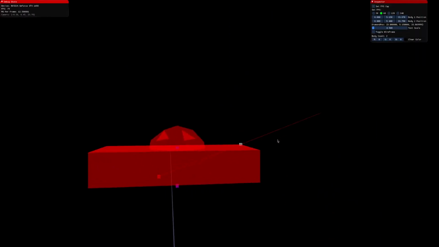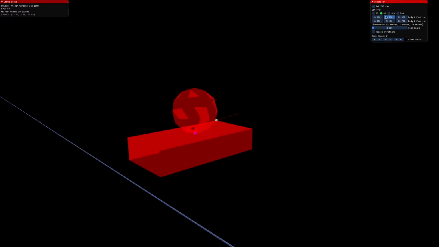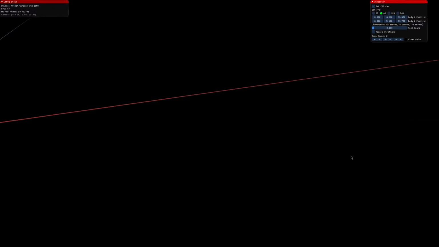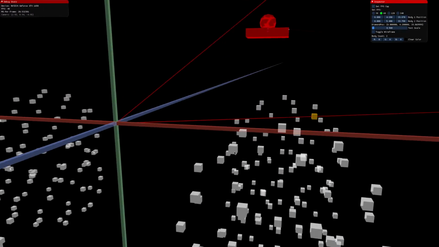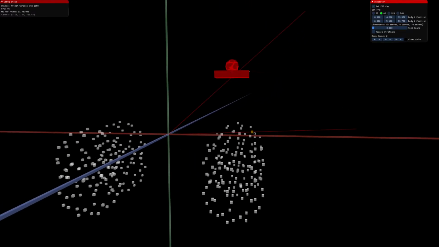So here I have two shapes, right? A sphere and a cube, and I want to find out whether these two things are colliding or not. That's it. GJK answers that, and the first thing it does, it tries to find a support point.